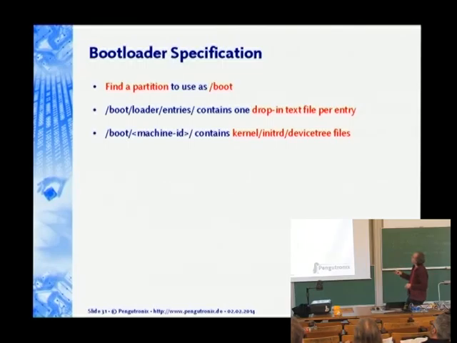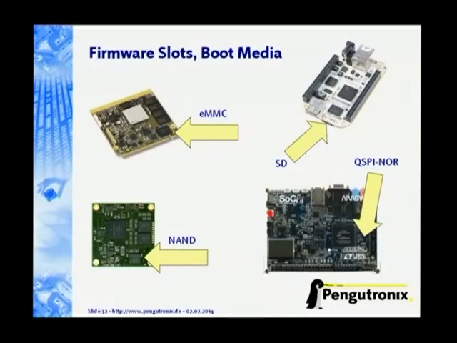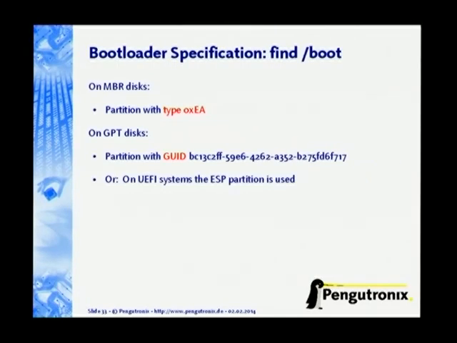And then you can have a directory here with a machine ID, and in there you have kernel, initrd, device tree. If you look at different hardware, which is what we currently care about, like one of these embedded boards from the industry here, or the SoC kit from the FPGA vendor, or the video board, you see a completely different set of media: eMMC, NAND, SD card, SPI NOR. And what the bootloader wants to do is look inside, find out what's in there, and either select one of those or use some algorithm to choose between them.